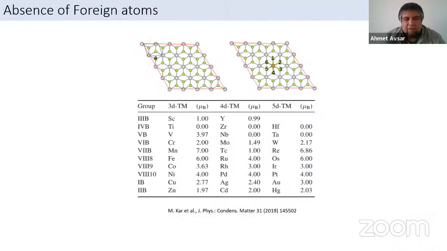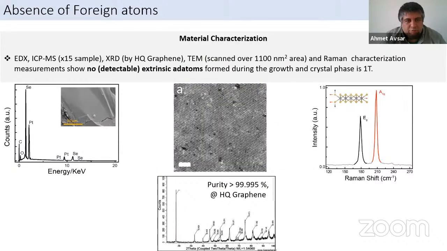Let me also briefly tell you, there is a possibility of having a magnetic response in platinum selenide if you have some foreign atoms. There were some predictions and calculations saying that if the material is doped with transition metal atoms, then you might have magnetism. So the question was, is it possible that our materials are contaminated with foreign atoms, and that's why we see this magnetic response? We worked very hard to exclude this. We did a lot of TEM scanning, XRD, EDX, ICP-MS, and Raman characterization, and we couldn't detect any extrinsic atoms. So we believe that the origin of this signal is coming from defects in platinum selenide, and we also believe that it depends on the concentration of these defects.